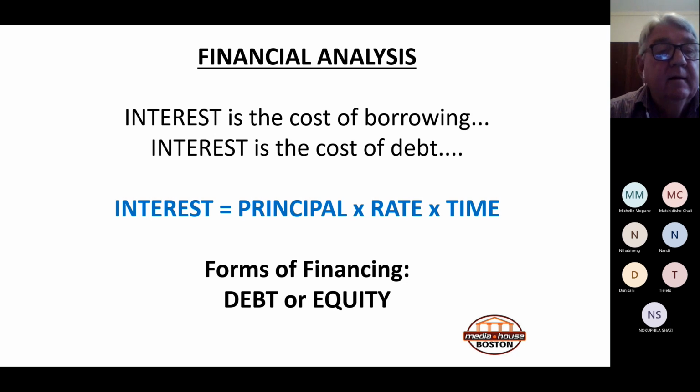Okay, so in terms of financial ratios, we look at interest. In financial analysis, interest is the cost of borrowing money. It's the cost of debt. So what we mean by that: if you borrowed 1,000 Rand, which is your principal amount, at 10% for 1 year, then your interest will be 1,000 times 10% times 1, so the interest will be 100 Rand. And then the different forms of financing, we have equity and we have debt.